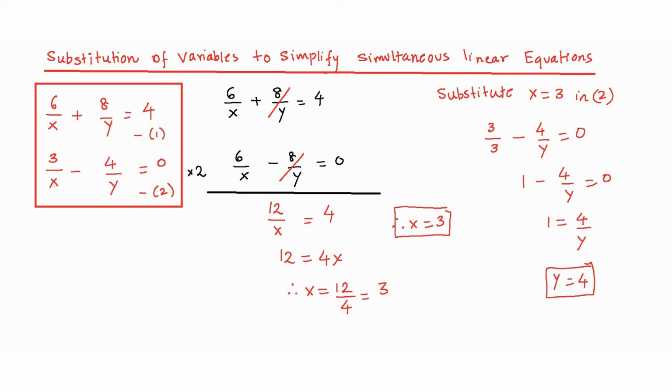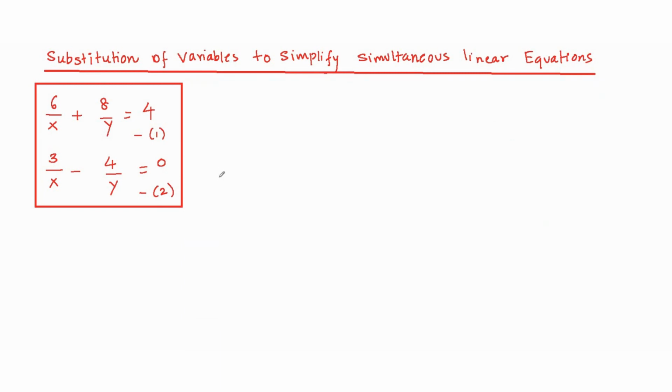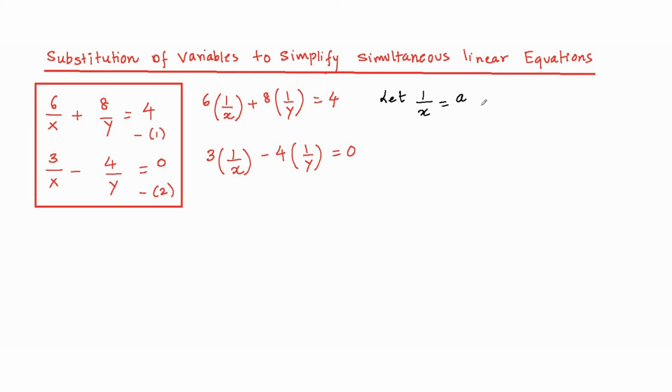So in the method of substitution, what we will now do is we will substitute the values of 1 by x and 1 by y. So I can write the first equation as 6 times 1 by x plus 8 times 1 by y is equal to 4. And the second equation is 3 times 1 by x minus 4 times 1 by y is equal to 0, right? So now the substitution that I can make is let 1 by x be equal to a and let 1 by y be equal to b.